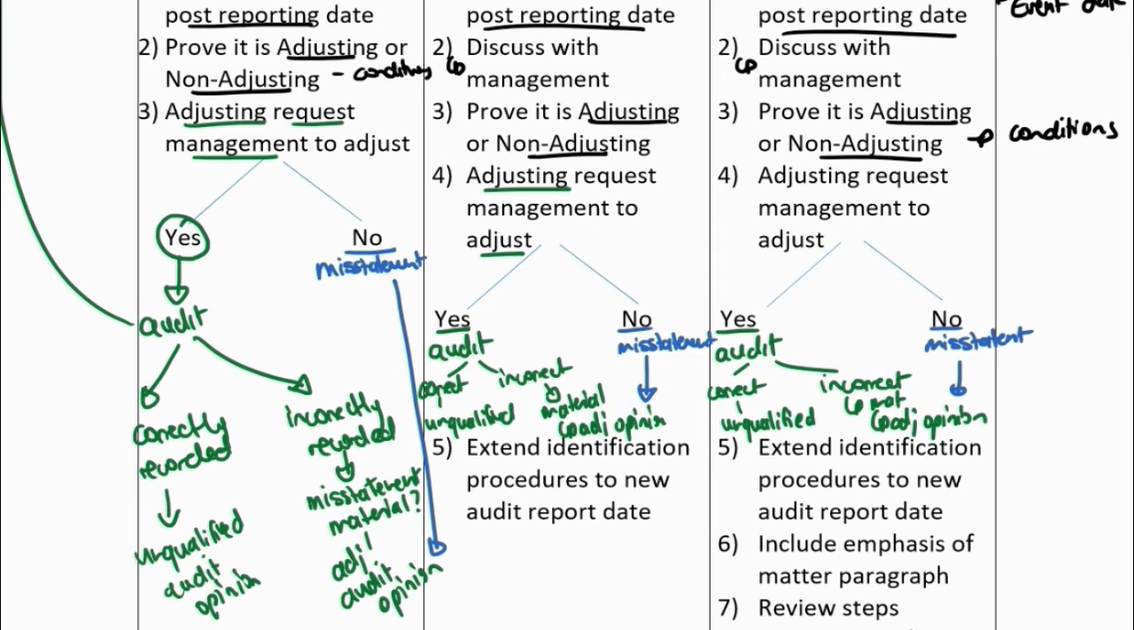Okay, so if it's adjusting and they do adjust, we'll audit that, and if we're happy, we'll give an unqualified opinion. If they adjust but they do it incorrectly, so that was risk number 2, I need to see is there a material misstatement and adjust my opinion accordingly. If it is adjusting and they don't adjust, then there's a misstatement. I'm going to have to adjust my audit opinion accordingly.